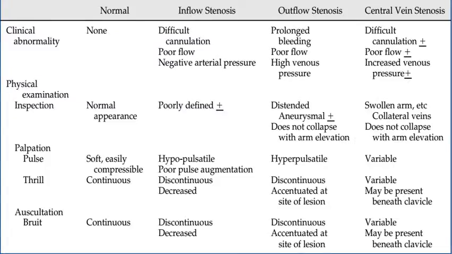So this table can show the main difference between the inflow stenosis over the artery, outflow stenosis over the vein, or if there is central venous stenosis over the subclavian, brachiocephalic or superior vena cava. Over all the examination, how can you differentiate between them? It's a summary of the difference between them during each type of examination or each item of examination. You can read it finally.